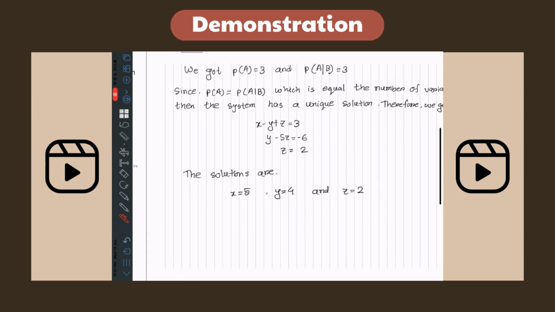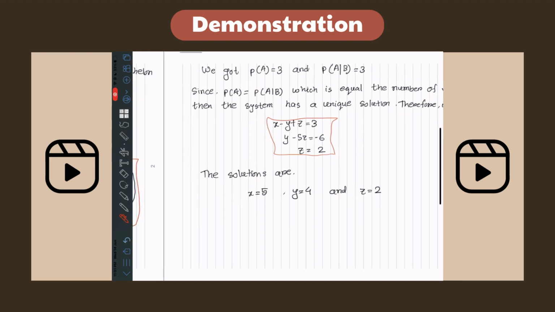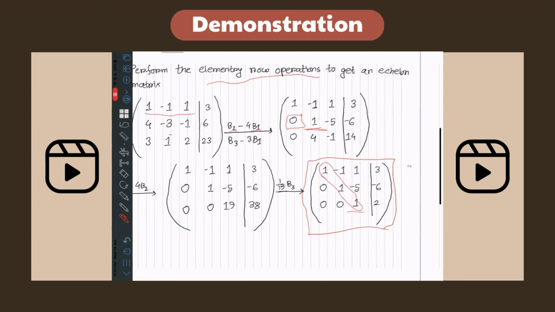After that, over here we can see that the rank of the augmented matrix and the rank of the coefficient matrix are both equal to 3, and also the number of variables x, y, z is 3.